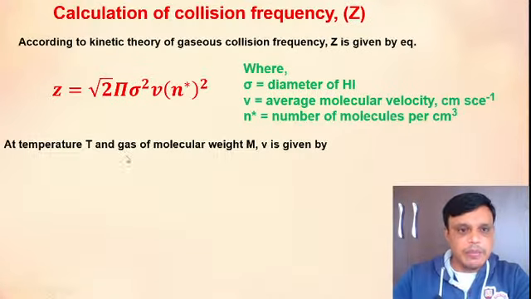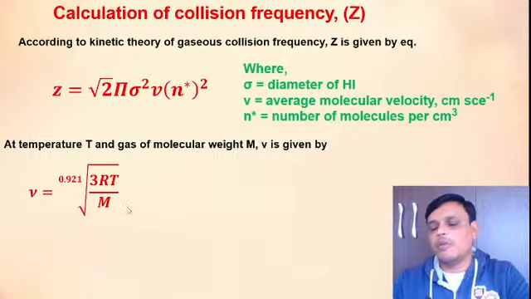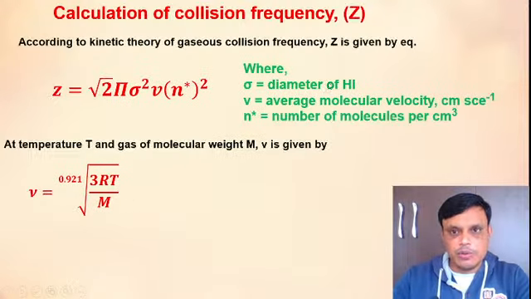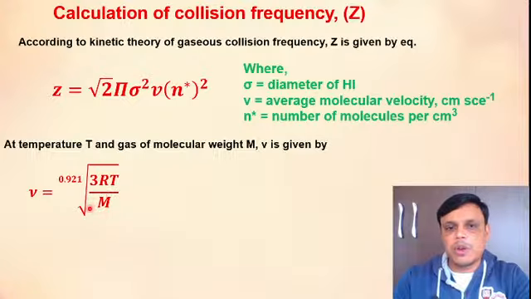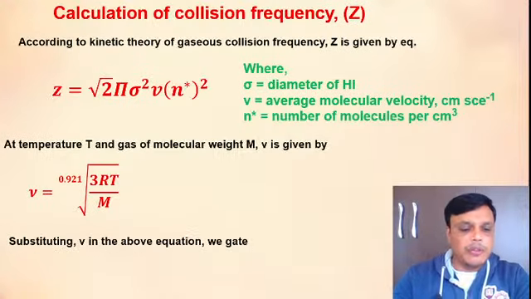Now we will calculate V, the average molecular velocity, and the formula is V is equal to 0.921 under root 3 RT by M. Here R is the gas constant, T is the temperature in Kelvin, and M is the molecular weight of the HI molecule. You know these values: T is 556, and M is the molecular weight of HI.